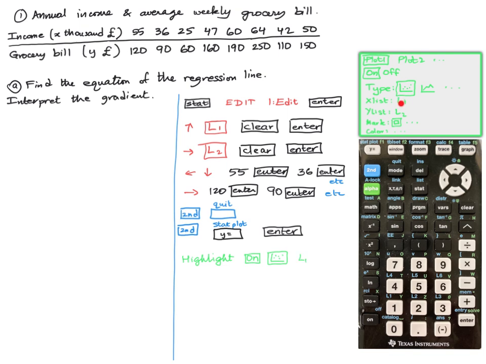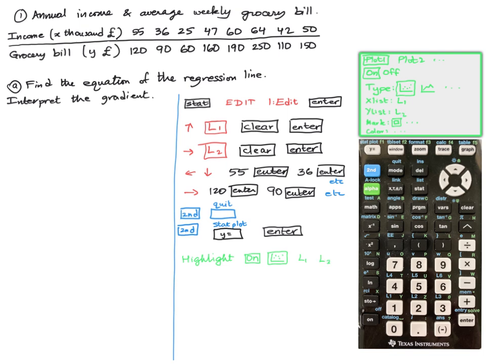And then XList should be L1, and that's probably the default. So if it's not, then hit the second, and then whichever L button you want. So there's 1, 2, 3, 4, 5, and 6. So if it says L5, then go to second L1 and it'll switch it to L1. Or if you happen to put your data in L5, then you should select L5 for that one.